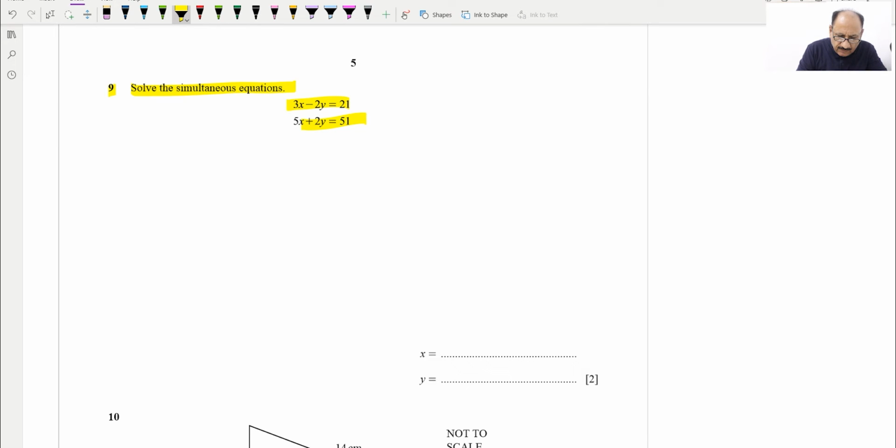These are the two equations, and if we check carefully, y has the same coefficient, 2, and opposite signs, so we can add them. Adding, the y terms will cancel, and 5 plus 3 will be 8. So 8x is equal to 72. So x will be equal to 72 over 8, which is 9. So we got x equal to 9.